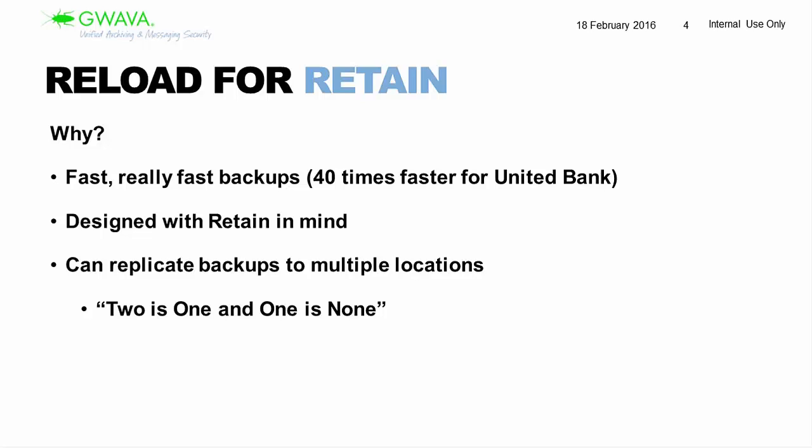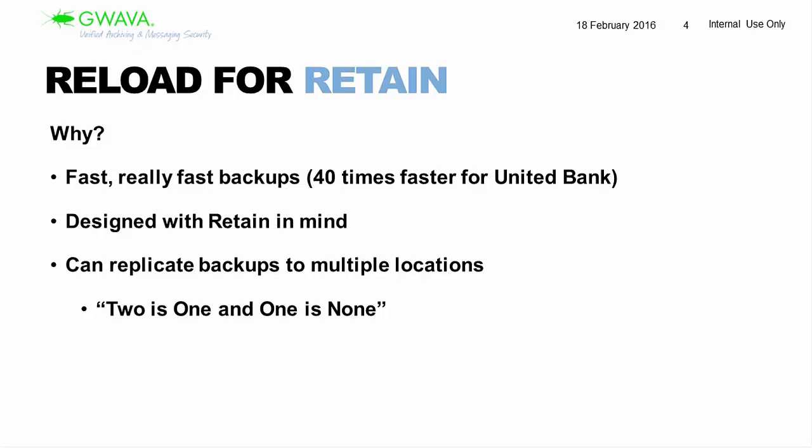Okay, so let's go ahead and proceed to the next slide, and let's talk about Reload for Retain. Why? What's the reason for Reload for Retain? One, to speed up backups. Two, it's designed with Retain in mind, and we'll talk about that in a couple slides. Another nice thing is you can replicate your backups to more than one location. There's a saying that I heard yesterday. Apparently, it's used amongst the Marines: 2 is 1 and 1 is none. So the idea of having more than one backup is extremely attractive. I know that it is to United Bank. They always have 2 backups of several of their critical systems.